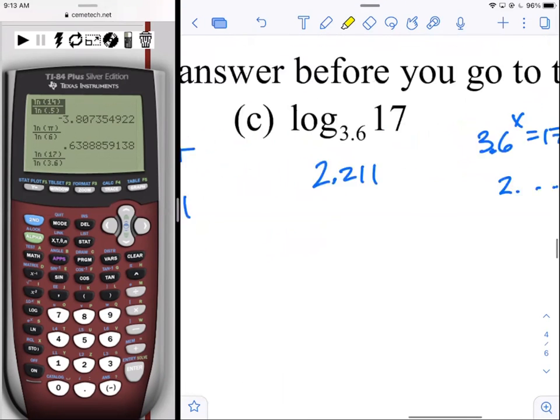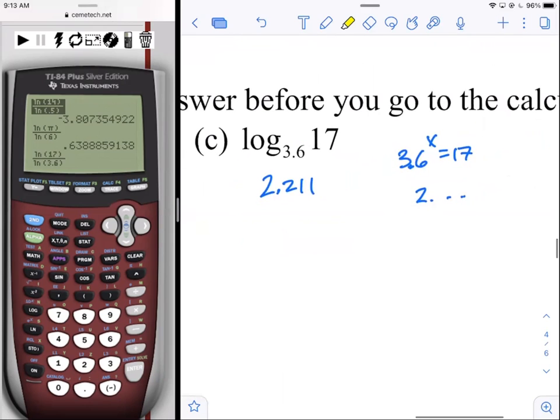All right, then the last one, pretty easy, 3.6 to the x equals 17. Again, when it's a decimal like that, you can think in terms of like 4, right? 4 to the 1st is 4, 4 squared is 16, which is still too small. 4 cubed is way too big, 64. So I know it's going to be 2 point something, and I put 2.211. Is that right?